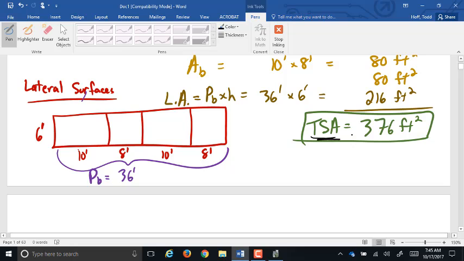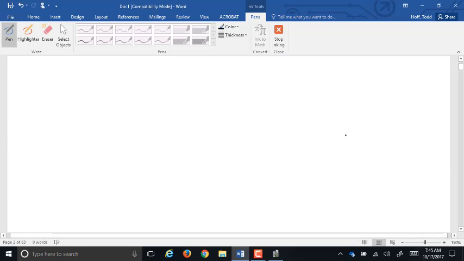That is sometimes referred to as total surface area, sometimes just referred to as surface area. But that is the whole surface area of this object. Notice I came up with the same answer either way. For a box, it's about the same amount of work either way. But there are shapes that we will run into where it's not quite so simple.